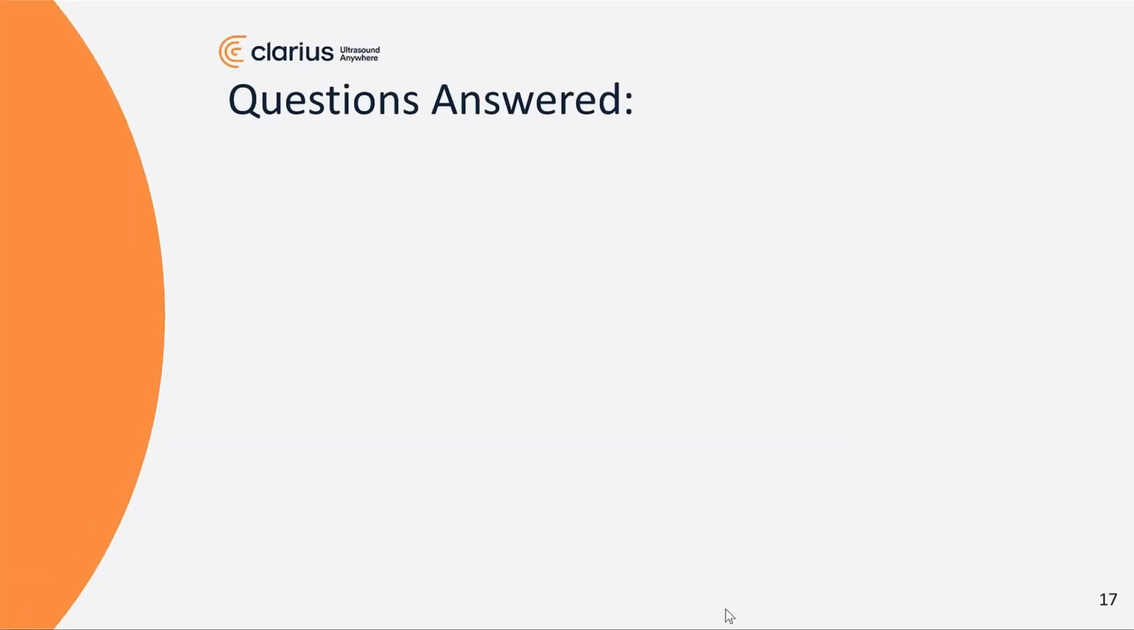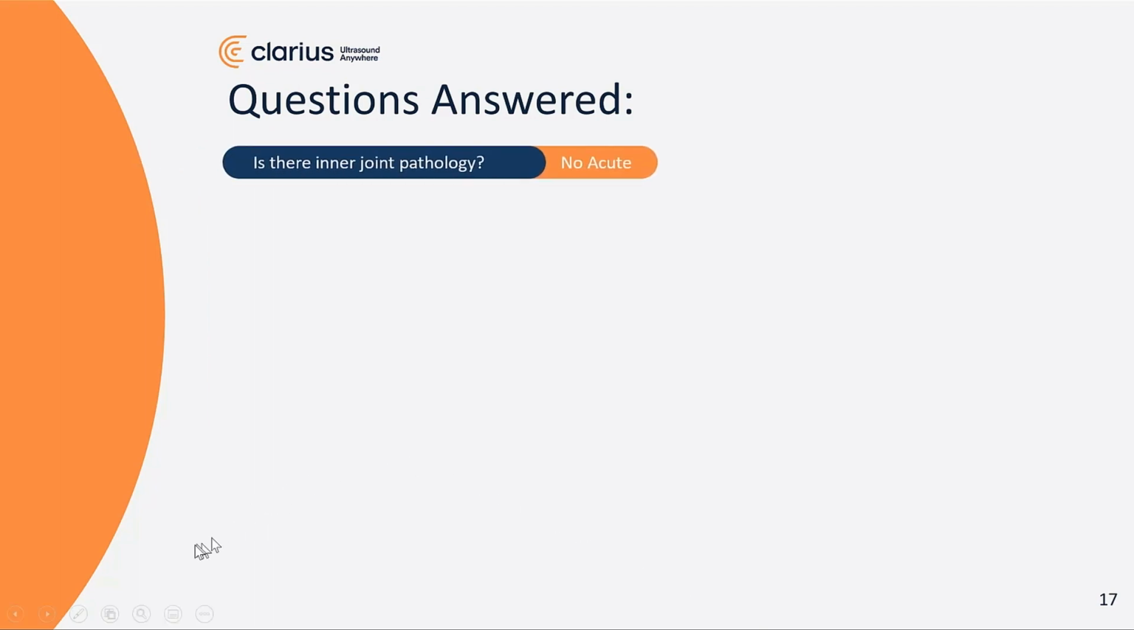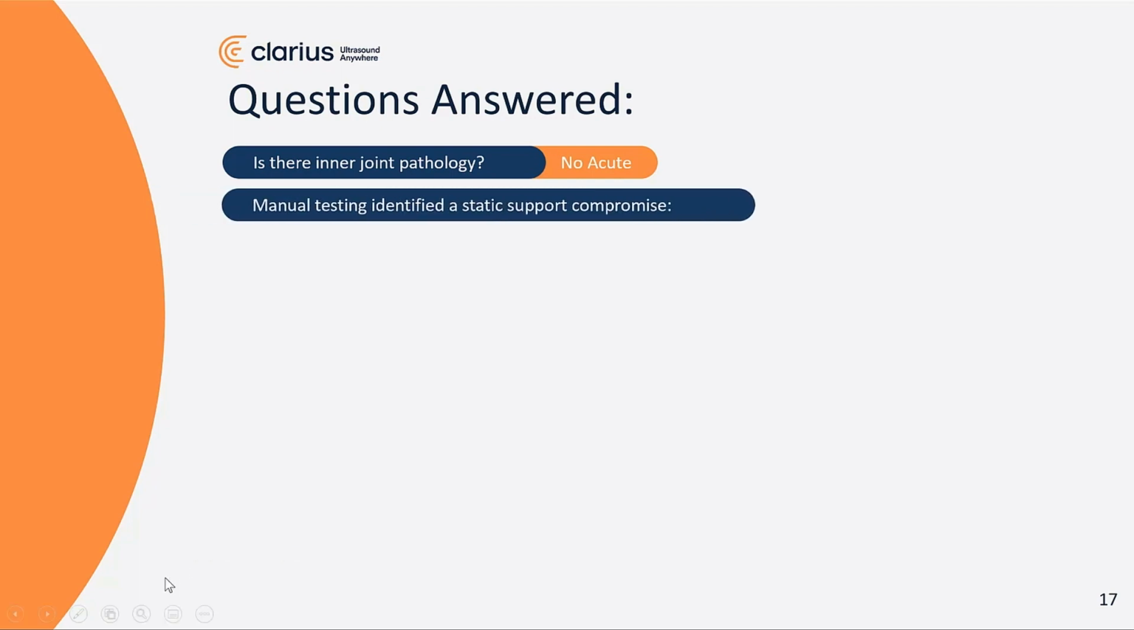So, in category number 1, which is support structures, these are the questions that I've been able to answer regarding my patient. Question number 1, is there inner joint pathology? Well, by looking at the suprapatellar pouch, we were able to determine that it's not presently an acute inflammatory event, so the odds are very low.